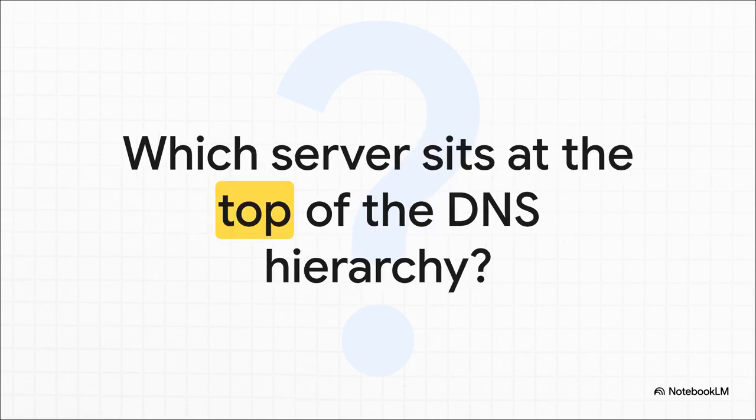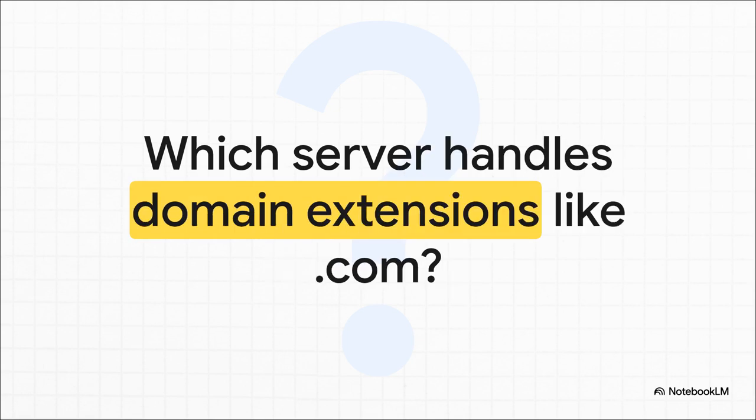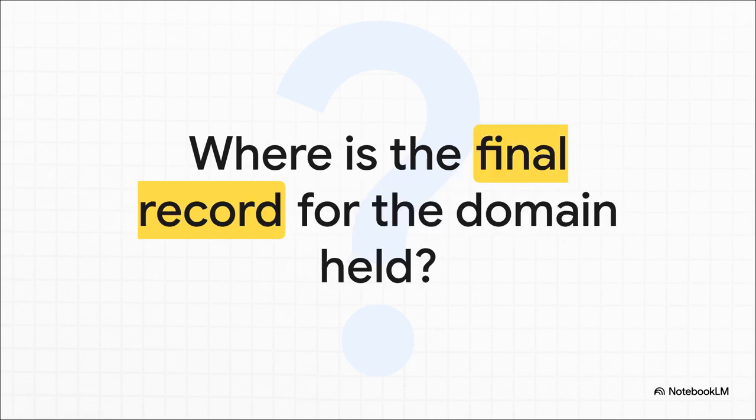Okay, question 2. Let's keep the pressure up. Once that initial server doesn't know the answer directly, it has to go straight to the top. So who does it query next? What's the name of the topmost server in the entire DNS tree? Moving on to question 3. We're going one level down the tree now. After the top server points the way, which specific type of server is responsible for handling domain extensions like .com, .org, or .net?